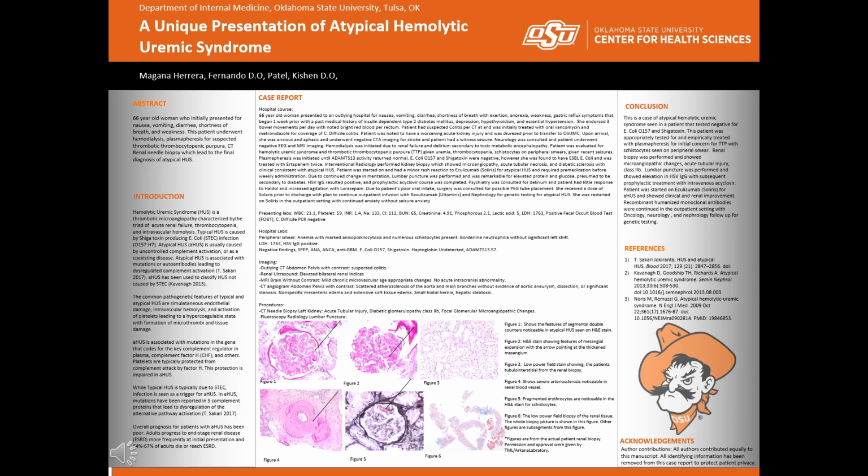Labs were pertinent for white blood cell count 21.1, platelets 59, INR 1.4, sodium 133, chloride 112, BUN 65, creatinine 4.91, phosphorus 2.1, lactic acid 5, LDH 1,763, positive fecal occult blood test, C. diff PCR negative. Patient had suspected colitis per CT imaging at outlying facility and was treated with vancomycin and Flagyl for C. diff colitis. Patient tested negative for E. coli O157 and Shiga toxin.